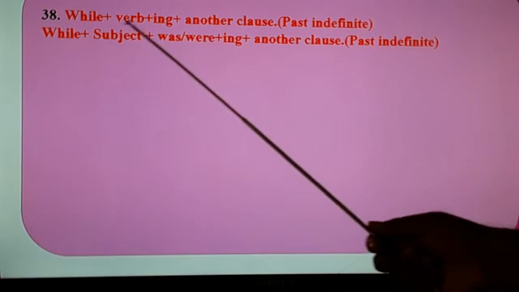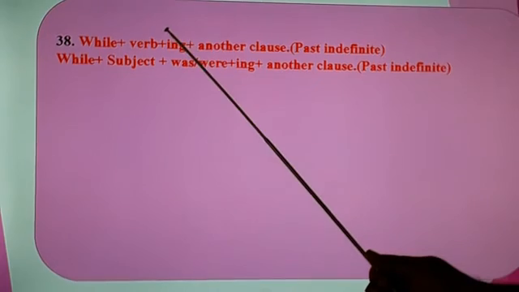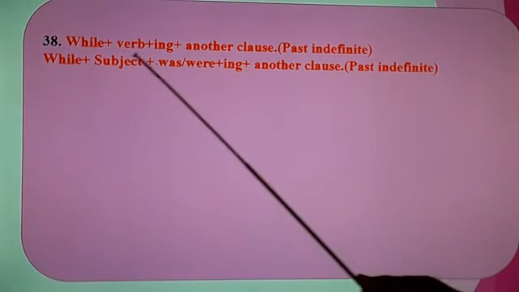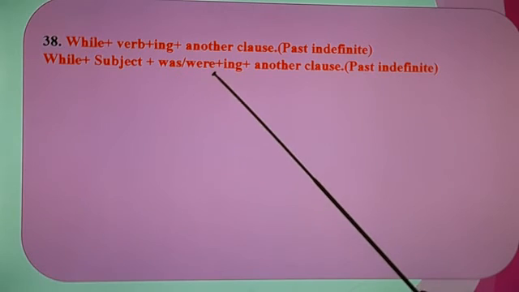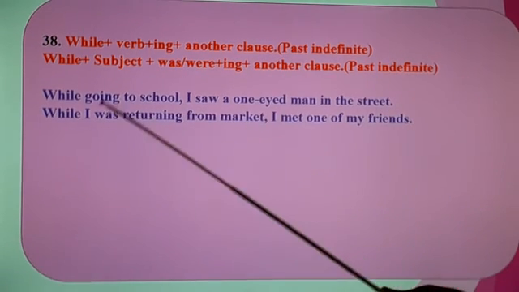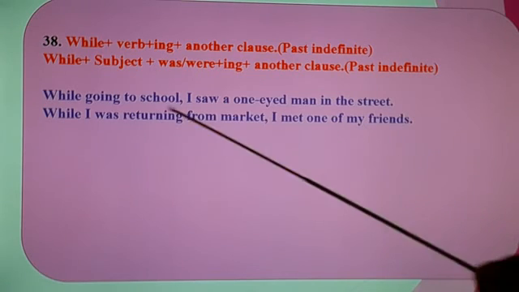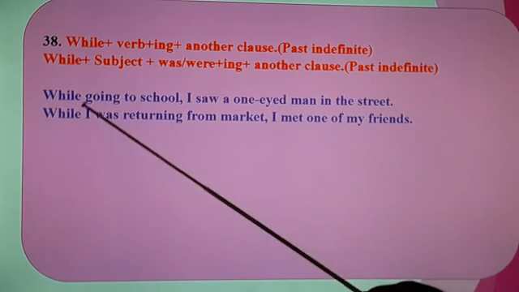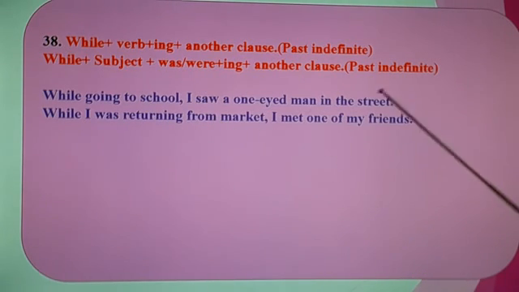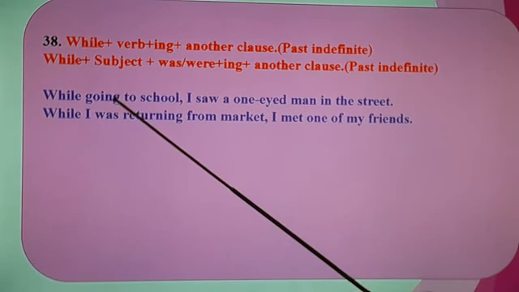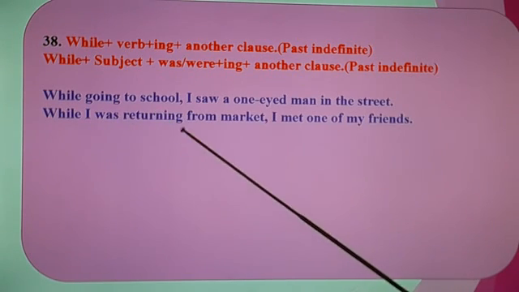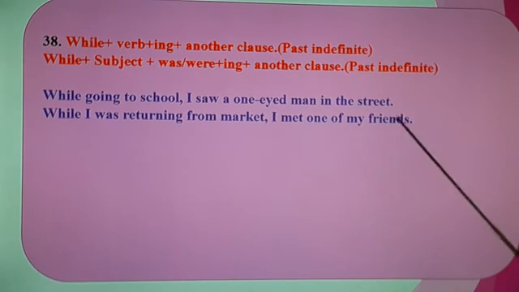Now we have another rule, that is using while. Dear learners, if you find while in a sentence and after it a verb, you will add ing. And the other clause should be past indefinite. But if you find while and there is a subject, then you have to convert it into past continuous. I mean, you have to add was or were and ing. And the next clause should be past indefinite. So have a look. There is an example for you. While going to school, I saw a one-eyed man in the street. While, and there is a verb, that is why I add ing at the end of the verb. And the next clause, I saw, is in past indefinite. And in the next one, you have to notice while, and there is a subject. That is why I take was or were, and I add ing at the end of the verb. But the next clause is in past indefinite. I think now we understand. That is a very important rule for you.